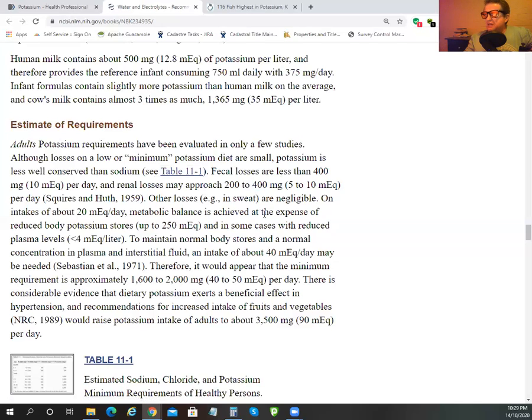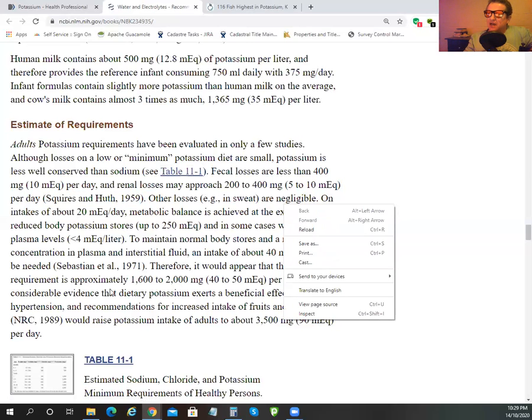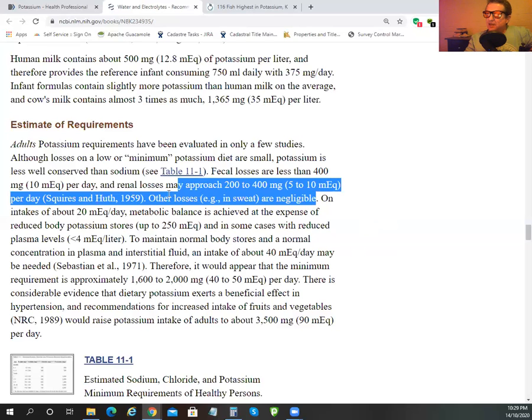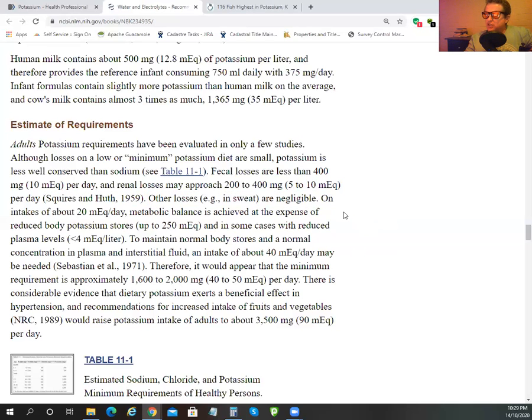So these are just values that have been estimated by a study going back to 1959. That would have been a mechanistic study where they basically collected people's feces and urine for the day. They would have them in a clinical setting, and then work out how much they excreted. And as you can see, people can vary quite a bit. Anyway, other losses in sweat are negligible. So it's quite clear we don't lose much in sweat.